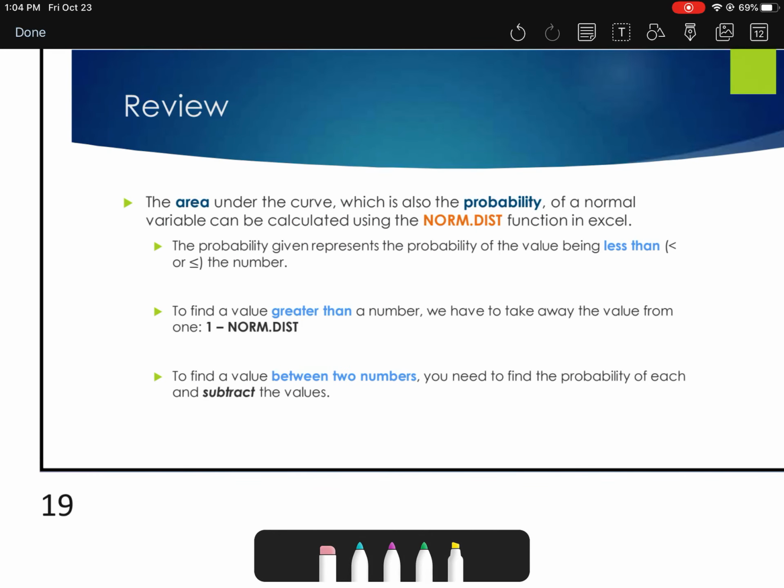The area under the curve, which is also the probability of a normal variable, can be calculated using the norm.dist function in Excel. The probability given represents the probability of the value being less than the number. If we have to find a value greater than, that's when you find the probability that it's less than, and then do 1 minus that. And then to find a value between two numbers, you find the probability of each and subtract the values.